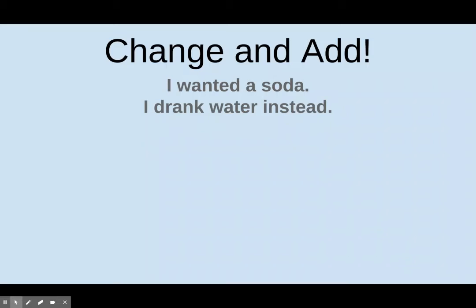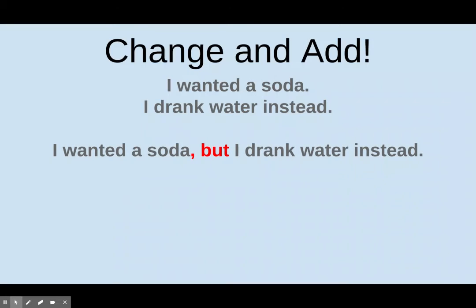All right, your next set of sentences was, I wanted a soda. I drank water instead. This is your basic put together, and you needed the conjunction but. I wanted a soda, but I drank water instead. Because of this word instead, contrasting ideas. Make sure you have the comma when you're looking at your writer's spiral right now, because you needed the comma. And if you left it out, I would have marked that off.